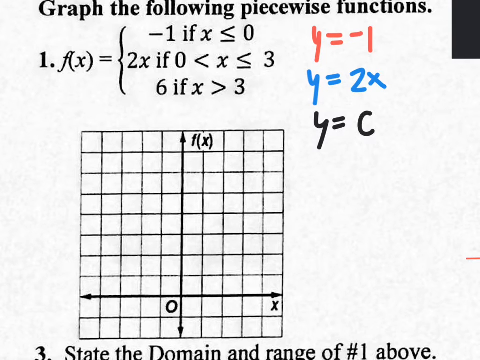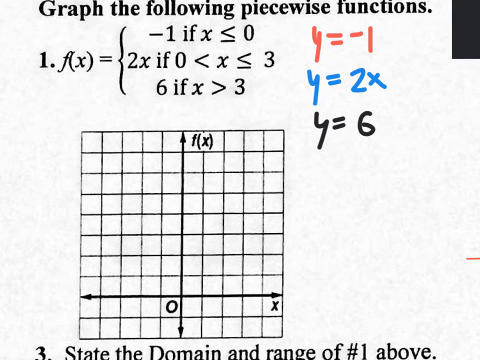Y equals 6. Now, I don't think you guys would have a problem if I asked you to graph these three lines. That would be easy, right? The only difference between graphing three lines and graphing a piecewise function that has three pieces is the domain value here. It says, I want you to graph this red one, but I only want to see the x values that are less than or equal to 0.